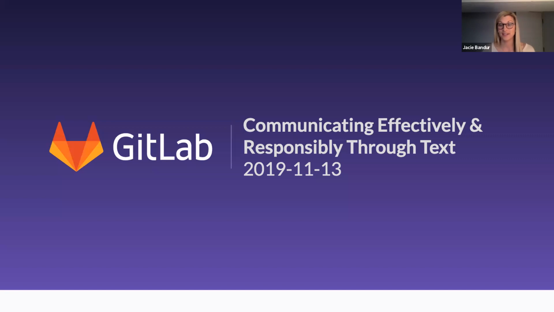The first one was earlier today, and it will be on communicating effectively and responsibly through text. Like I said, this is our second session, kind of the first group of doing this type of session. So please keep that in mind as we go through.